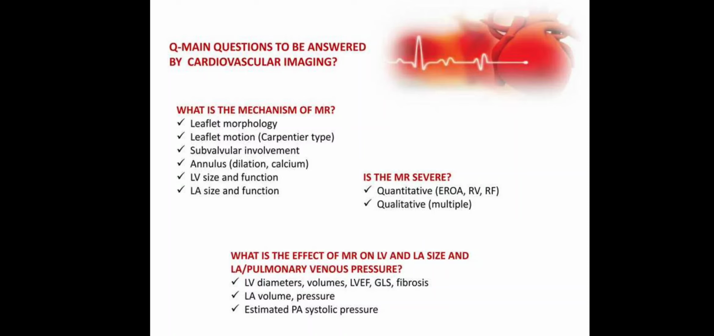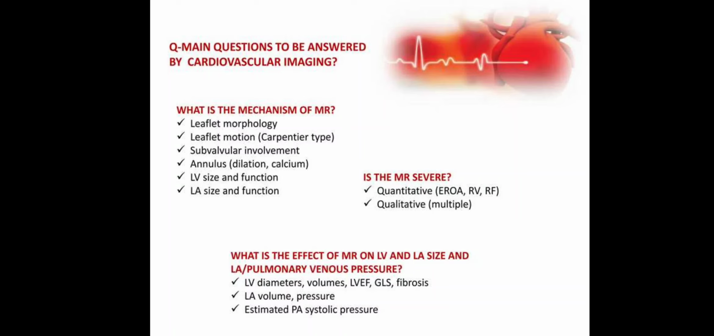What is the mechanism of MR? One is based on the leaflet morphology, leaflet motion by the Carpenter type, subvalvular involvement, annulus dilatation or calcium, LV size and function, LA size and function. Is the MR severe? By quantitative method: effective regurgitant orifice area, then the regurgitant volume, regurgitant fraction, and qualitative by multiple methods. We will discuss it later.